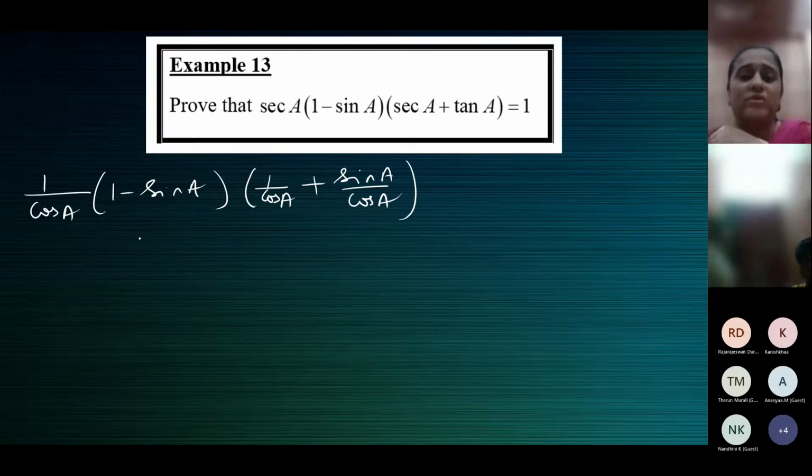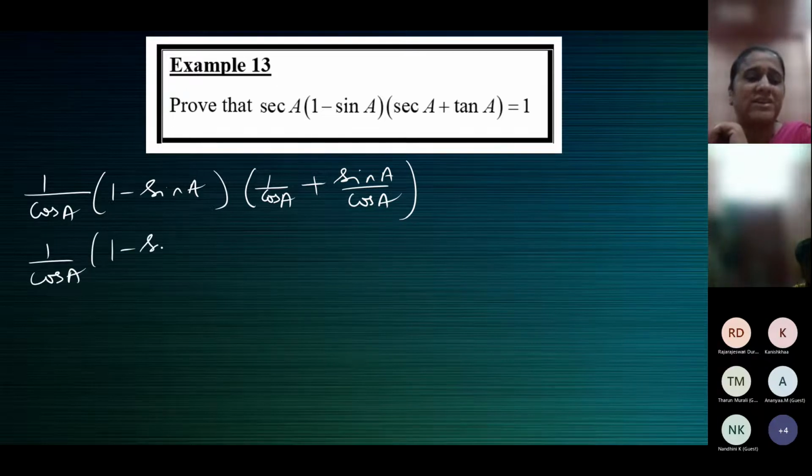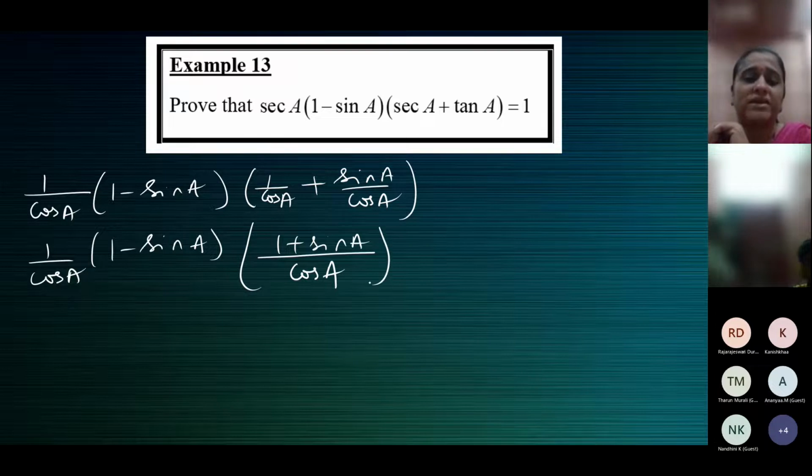So now what is the rule we've used? We've written all the other ratios in terms of sine and cos. All right. Then 1 by cos A into 1 minus sine A. Nothing can be done with this. Into here we can take the LCM. So cos A is the common denominator, so you get 1 plus sine A. Close it.